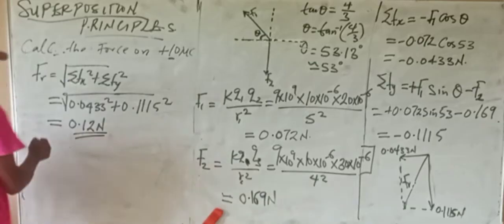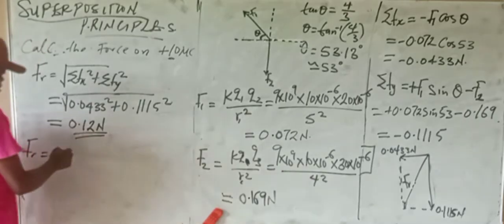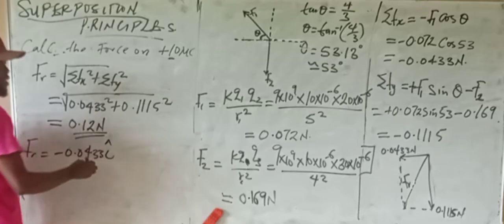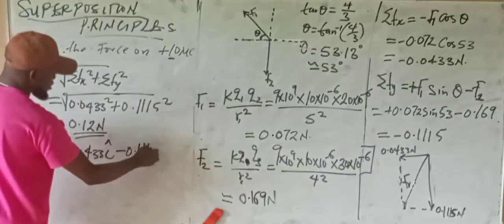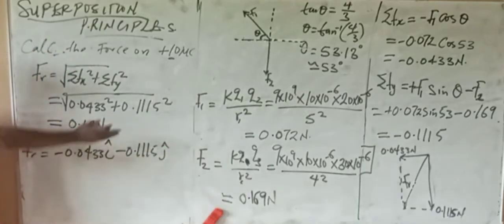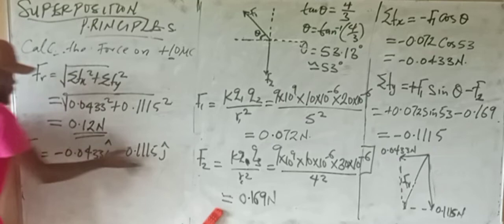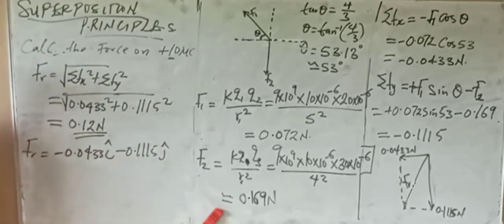Or you can also say our resultant force is equal to minus 0.0433 in the x direction, minus 0.1115 in the y direction. So the resultant force is this one. This one is vector form, with the x direction and the y direction. Then to look for the direction of the resultant, we just take the tan inverse.